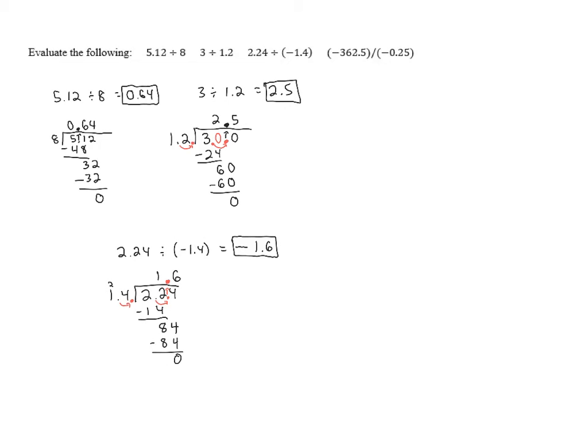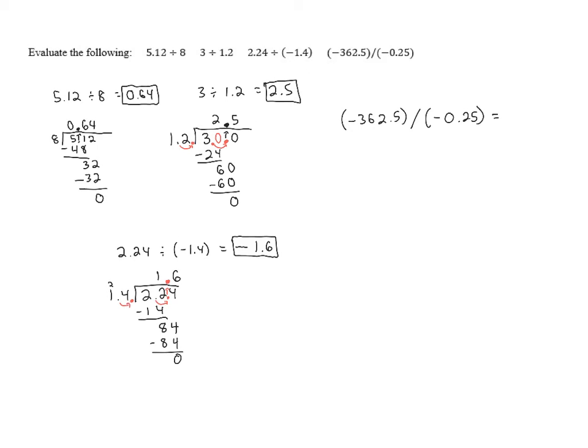And then we've got one more problem here. We've got negative 362.5 divided by negative 0.25. Wow, wow, wow. There's a lot going on here. Big numbers, negatives, parentheses. So it's a negative divided by a negative. So right off the bat, we know the negatives are going to cancel and our answer is going to be positive. So we can ignore those negatives.